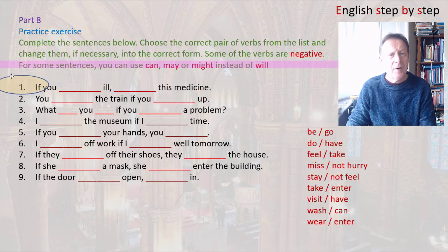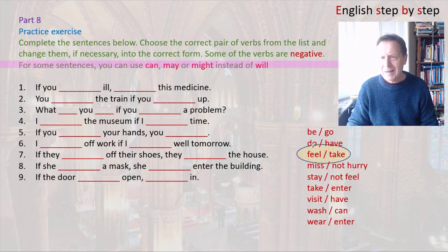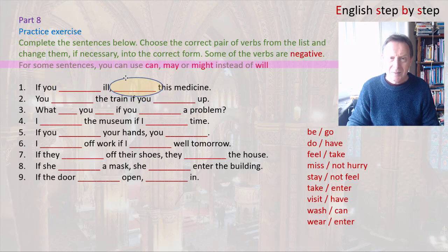For example, number 1, if you something ill, something this medicine. Now for this one, you should use feel and take, and that becomes if you feel ill, take this medicine. And in this case, you don't have to change the form of the verb.